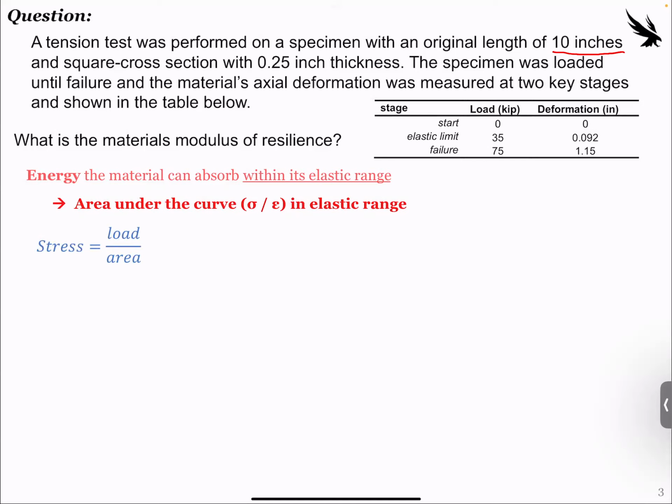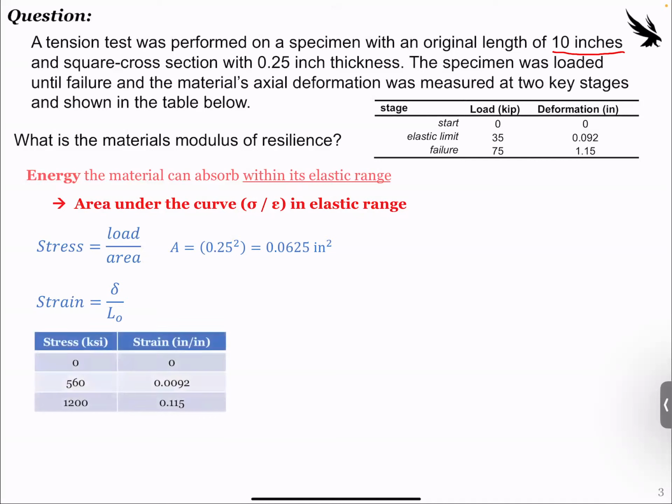So the cross-sectional area is given, we're told that it is a square cross-section with 0.25 inches thickness. So our area is going to be 0.25 squared, or 0.0625 inches squared. We also need to calculate the strain. We're given a deformation data, but we need to divide that by the original length, ensuring that our units are the same here, inches over inches, and our stress will be KSI. We're left with this data set here.